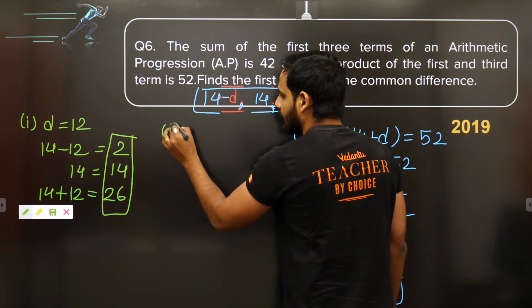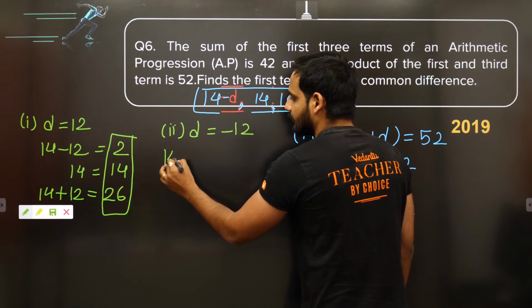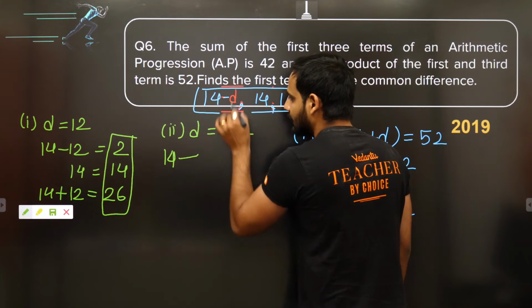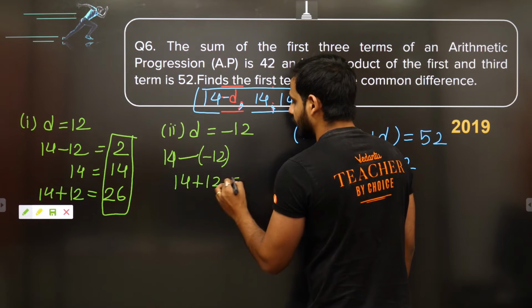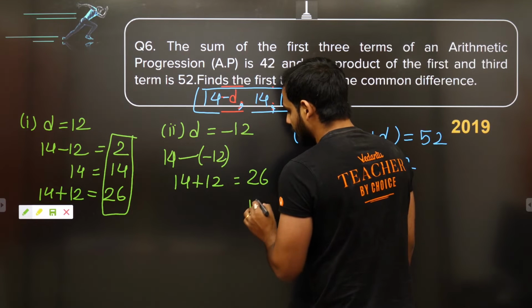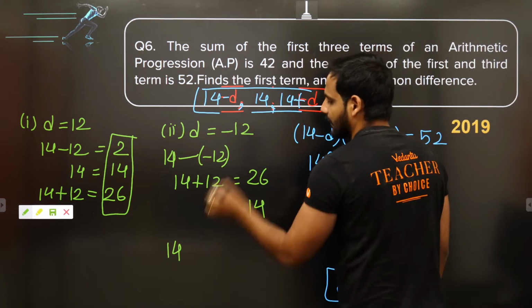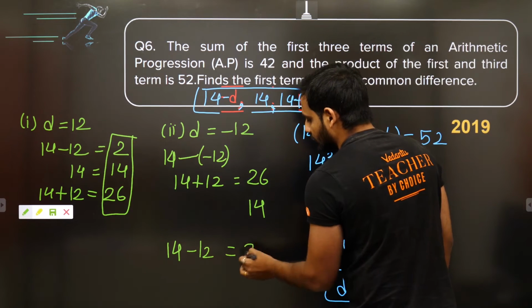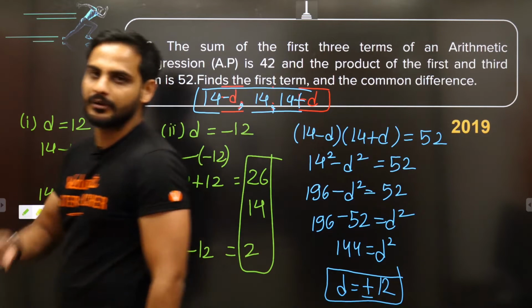Let us take the second case, when d is equal to minus 12. So the first term will become 14 minus of minus 12, which means 14 plus 12. So the first term is 26. Second term is 14 only. The third term will be 14 plus minus 12, so minus 12, which means equal to 2. So what you saw, when you change the common difference, the AP will be reversed.